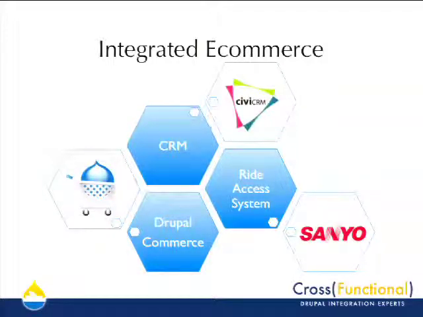So this was the next big piece, the integrated e-commerce, and this is going to be to some extent what we focus most of the talk on in terms of the technical side. The integrated e-commerce system primarily consisted of taking that CiviCRM system that we had built, as well as Drupal, using the Drupal Commerce module by Commerce Guys, and then integrating that with the ride access system called Sanyo. With Drupal, there wasn't a huge amount of custom work. We really tried to focus more on the commerce side and the user interface side of things. The difficult part was figuring out how all of that was going to tie back into the ride access system.